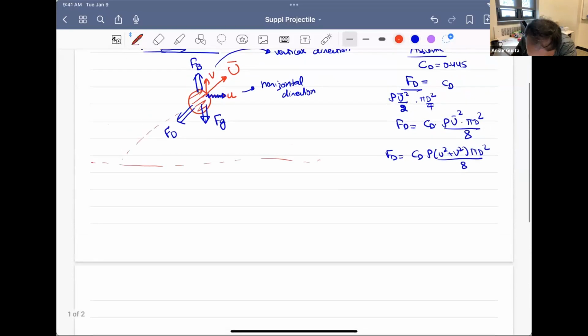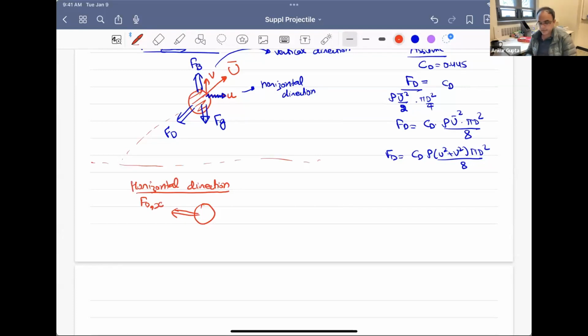So in the horizontal direction, there is no buoyancy, there is no gravity. So in the horizontal direction, I simply get some sort of FD. I'll just write it as X. Okay, FDX. Now this is the part where trigonometry can help, and if you're not comfortable, we'll discuss this.